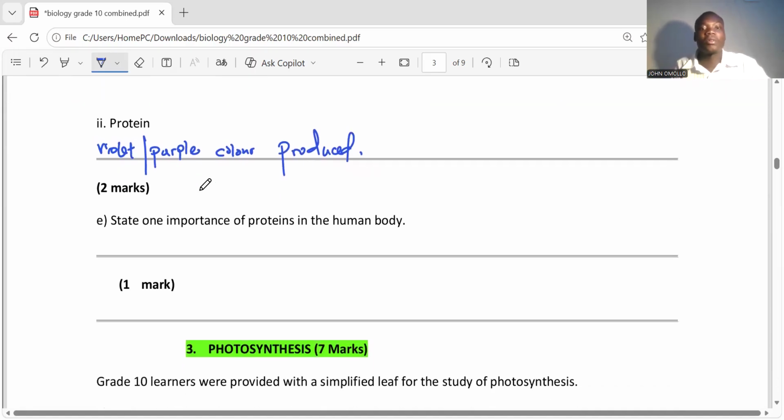State one importance of proteins in the human body. So proteins, what do they do in our body? Growth and repair. Growth and repair of body tissues.